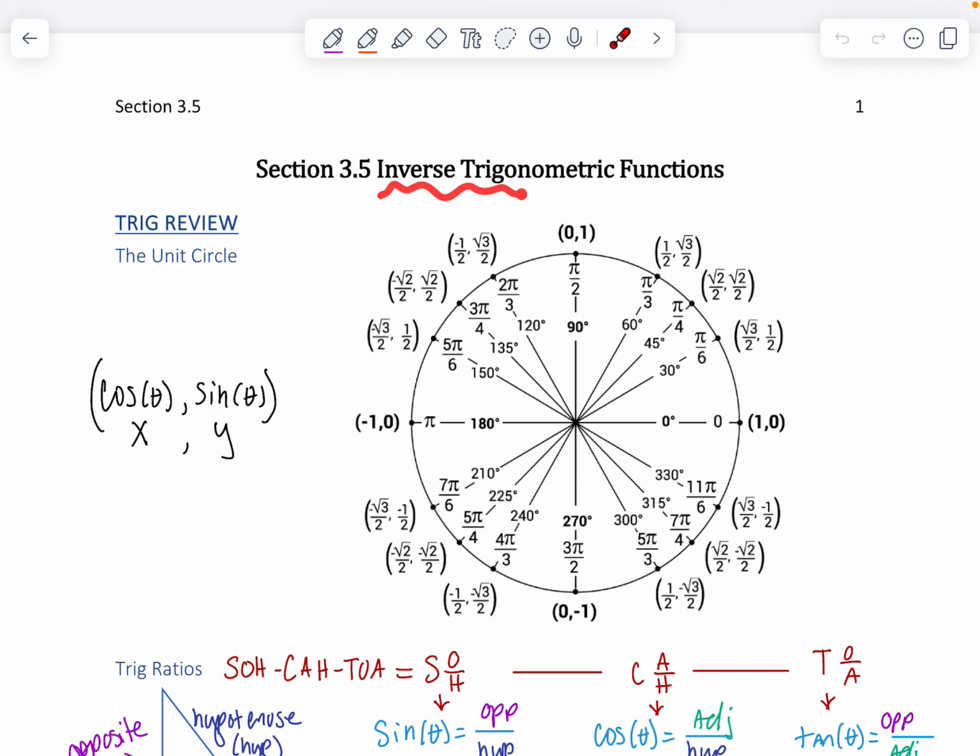Section 3.5 is on inverse trigonometric functions, page 1. So first let's look at a little bit of review in terms of trig.